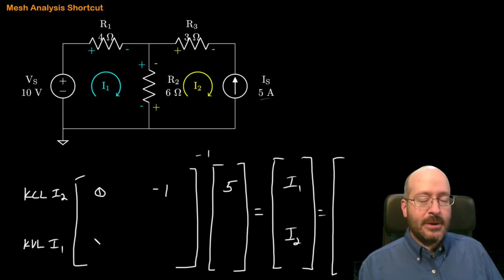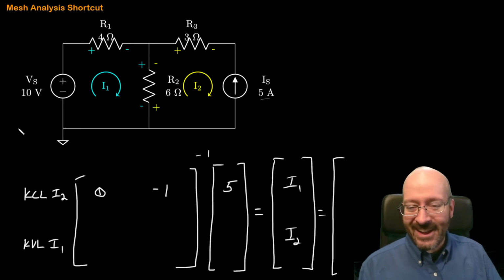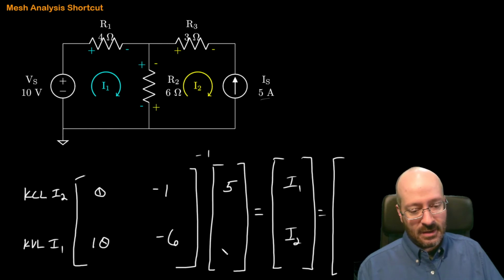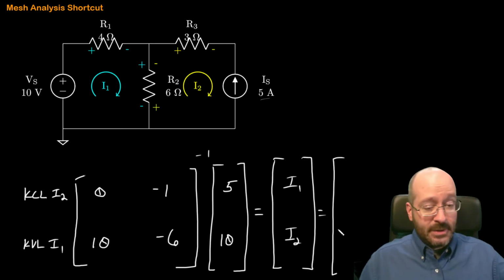Okay, KVL for I1. Same game that we did in the three previous videos. There were three of them. We kind of walked through the same stuff. What does I1 touch? What I1 touches is going to be 10, 4 plus 6. What does I1 share with I2? It shares the 6, so it's going to be negative 6. And then on the right-hand side, for any voltage supplies, going clockwise we go up 10 volts, so it's positive 10. And we're done with that.